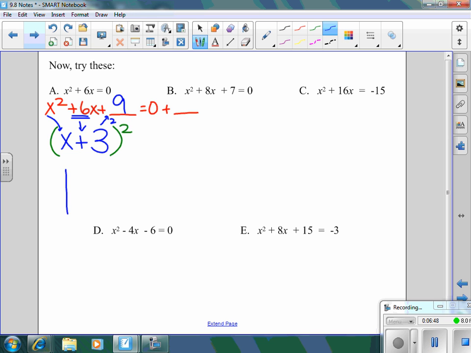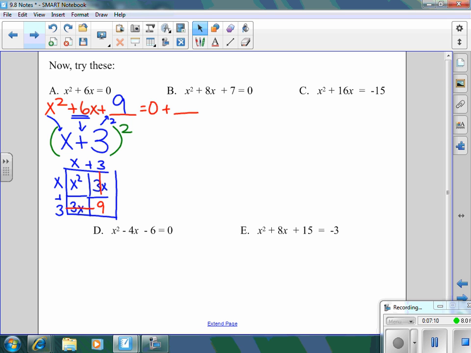Because remember, when we make our box, this part's x squared. We've got to cut that b in half, so this part would be 3x, and this part would be 3x. So that means this had to be x plus 3 times x plus 3. So to get that constant, you do 3 times 3, or 9. Now this is pretty confusing, but remember, if you added 9 to the left side, we have to add 9 to the right side.